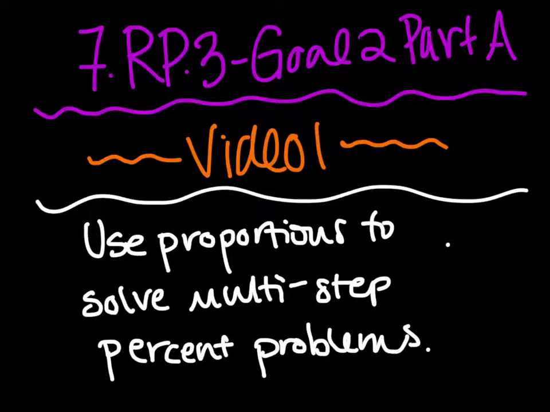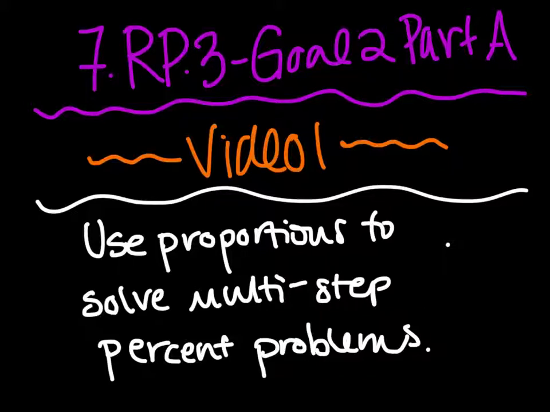Welcome to 7.RP.3, goal number 2, part A. In this particular set of goals, you will have 3 parts. You have 2 videos in the first part, part A, 2 videos in the second part, part B, and 1 video for the third part. So this is video number 1.